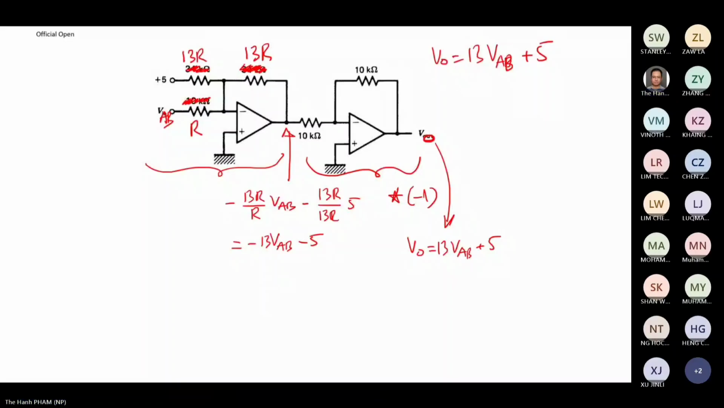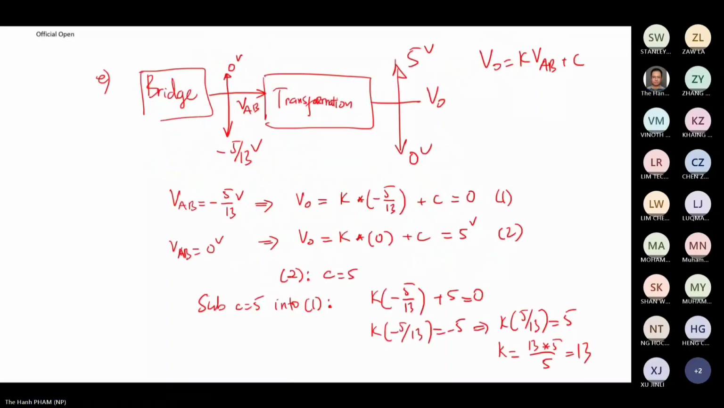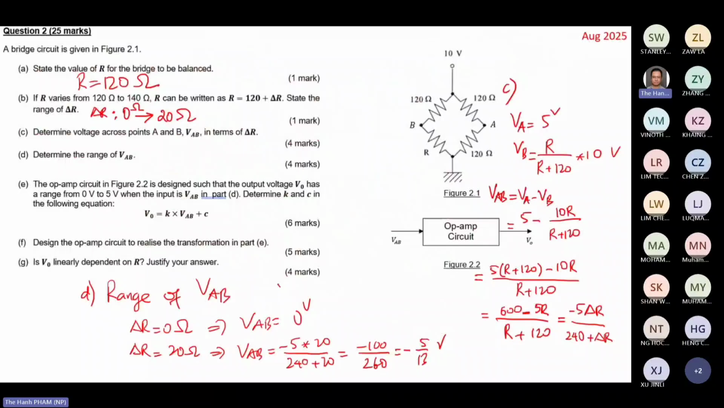And this is just a bit of testing for people to have a higher mark than others: whether our output is linearly dependent on R.